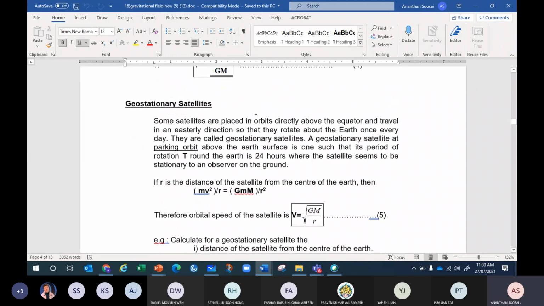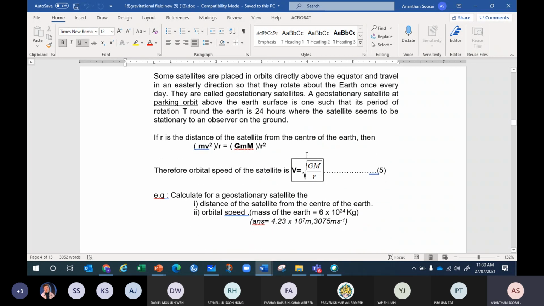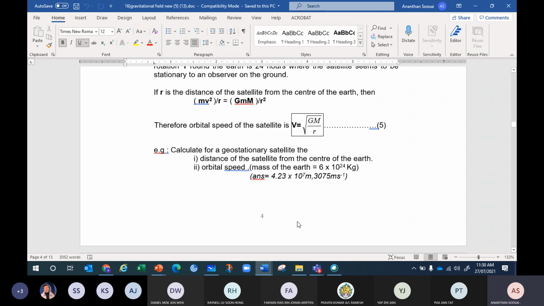So that's about geostationary satellite in your notes. So the three pieces of information on top here, and this is the orbital speed. So here there is one question for you. You can give it a try. Calculate, for a geostationary satellite, the distance and the orbital speed required.